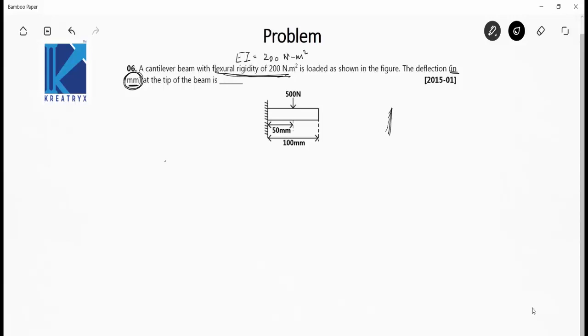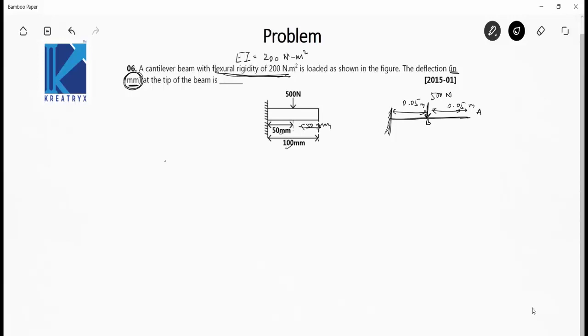Let's draw a rough schematic diagram of this beam. The load acting here is 500 Newton. This is 0.05. Let the free end be point A. The point where the load is acting, let that be point B. This length also becomes equal to 0.05 meters. This is 100 mm, this is 50 mm, this is also 50 mm, that is 0.05 meter.